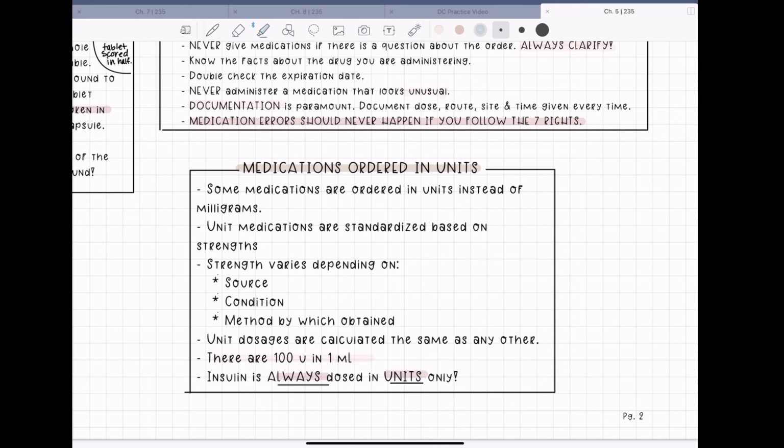A couple of other things: insulin is always dosed in units only, and there are always 100 units in 1 milliliter. So that's a good quick tip to remember: there are always 100 units in 1 milliliter. Just keep that in mind.